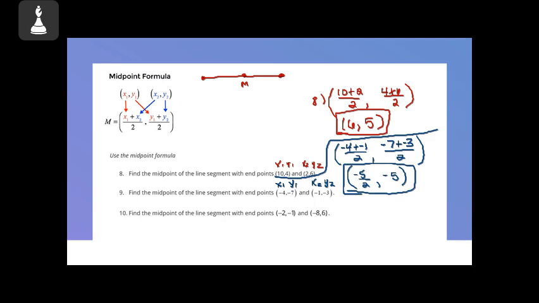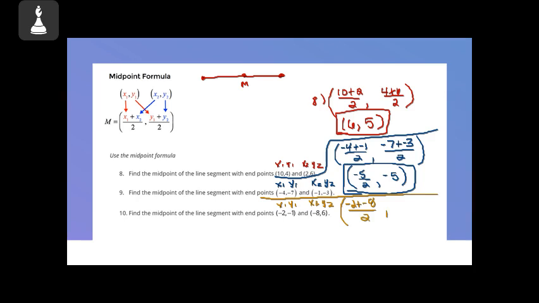And our last one is finding the midpoint of (-2, -1) and (-8, 6). So x1, y1, x2, y2. Same process, add the x's. -2 plus -8, divide that by 2. And then add the y's. -1 plus 6, divide by 2.